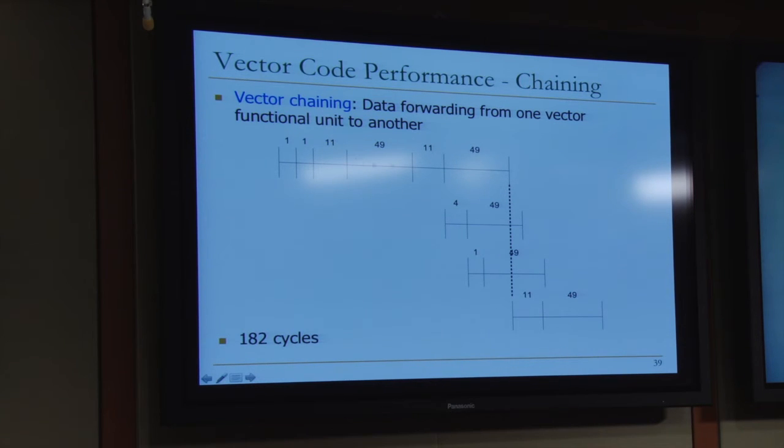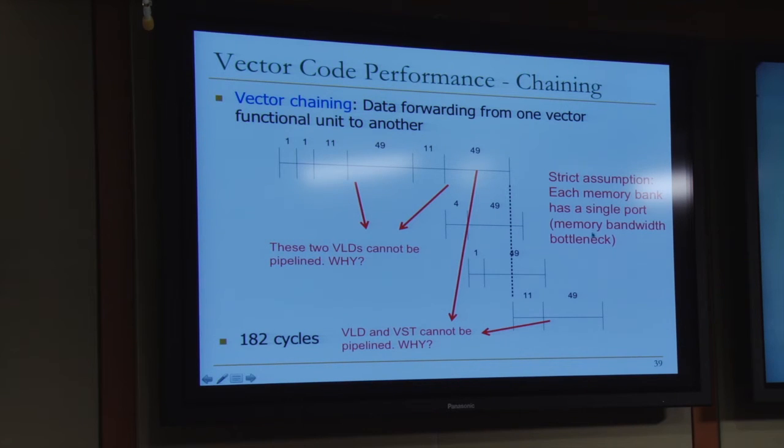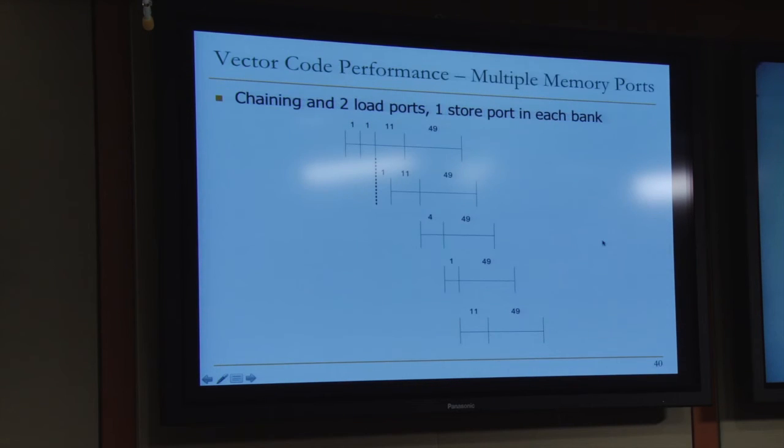Because we cannot parallelize or pipeline these, because we have only one port to memory. And we cannot pipeline the load and store either, even though they're operating on independent elements. Each memory bank is a single port, so we have a memory bandwidth bottleneck. So we're going to have two load ports and one store port. Make the memory system more expensive. This is a real consideration.